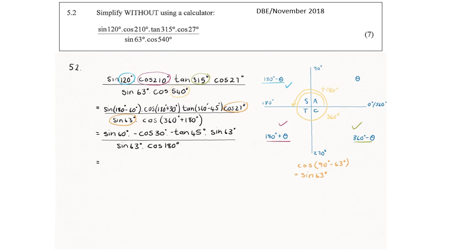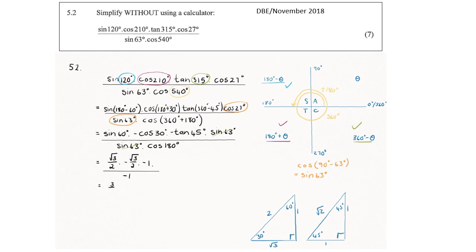So now we can draw our special triangles, and from this we can determine that the sine of 60 degrees is square root 3 over 2. Negative cos 30 degrees is negative square root 3 over 2. Negative tan 45 degrees is negative 1. And we divide all of this by the cos of 180 degrees, and the cos of 180 degrees is equal to negative 1. And all of this can simplify to negative 3 over 4. And this is the final answer.